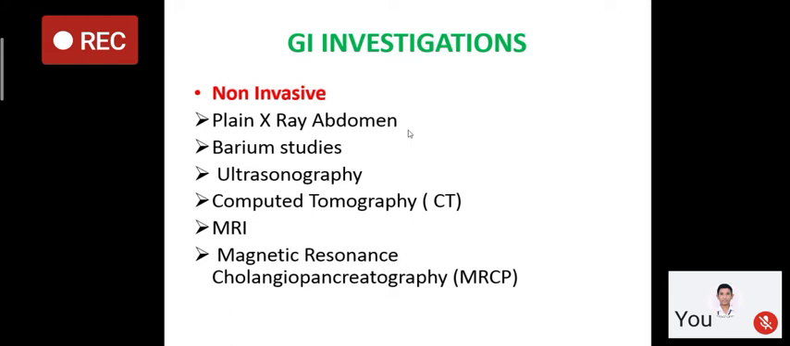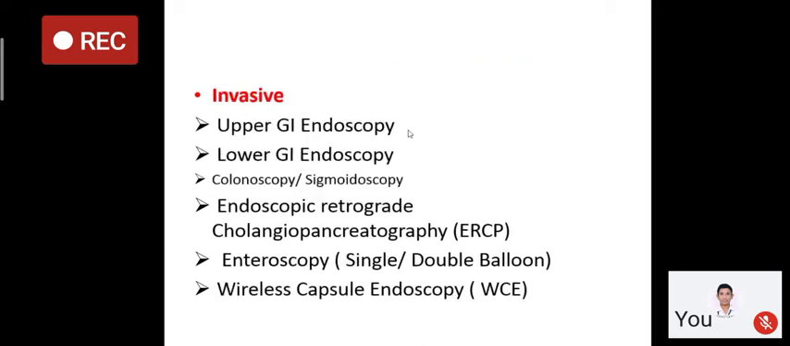You all must know that ultrasound is not new to anyone. Everybody knows what the utility of ultrasound is, especially when abdominal conditions are concerned. Then computed tomography, that is the CT scan, and MRI. Everybody is well conversant with these entities nowadays. And magnetic resonance cholangiopancreatography, that is the MRCP. Whereas the invasive ones include upper GI endoscopy and lower GI endoscopy, because here you are doing the invasion in the cavity by the scopes, the upper GI endoscopes or the lower GI endoscopes.